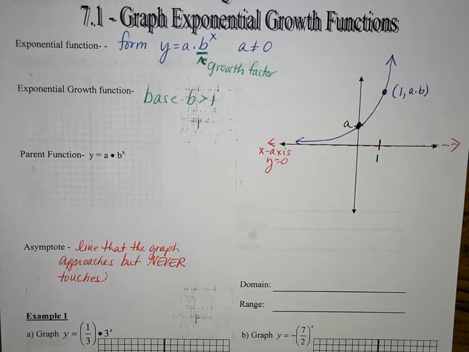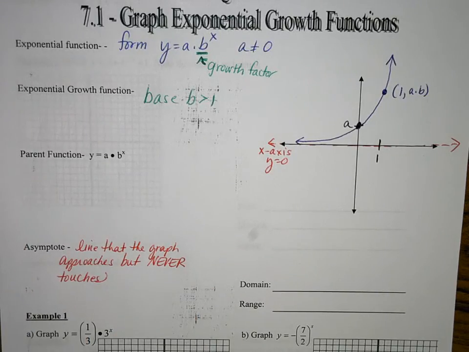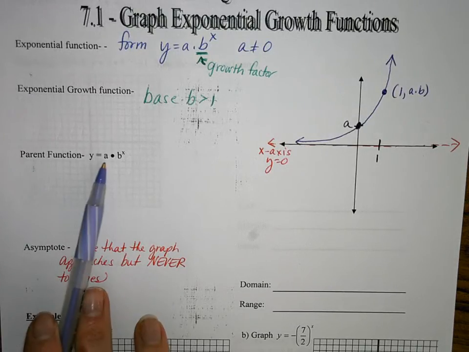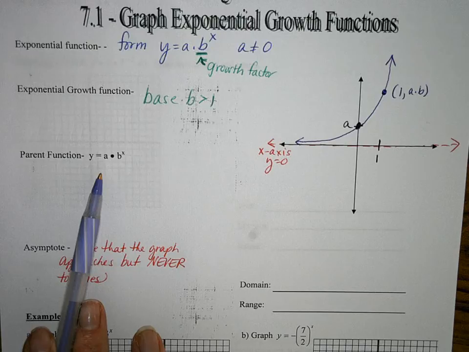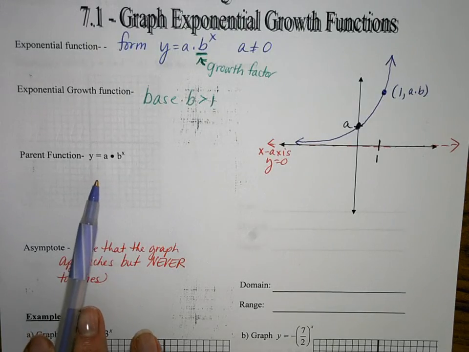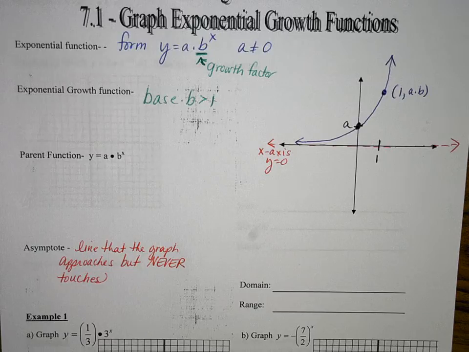Okay, our parent function is going to look like y equals a times b to the x. Now, we have graphed many functions that have had this a value in them. Can somebody raise their hand and describe to me what effect that a value will have on this graph? Yep, Ben? When does it open up? When it's positive. So if my a is negative, it opens down.